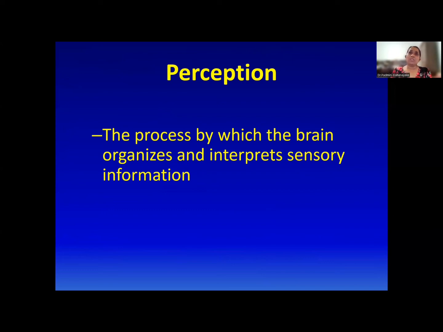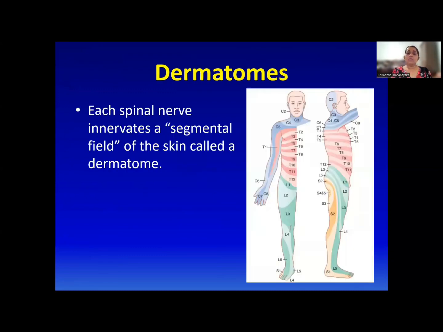Now we'll deal with a few things of these sensory pathways. If somebody asks what is perception, a few terms which are commonly used in your textbooks. Perception means the process by which the brain organizes and interprets the sensory information. So perception is very important. Not only ascending and detecting all the modalities of sensation, perception is very, very important. Okay. And then what are dermatomes? This is also a different topic, but very related to the sensory pathways, because each spinal nerve innervates a segmental field of the skin. That is called a dermatome. So when you are talking about the ascending pathways, you have to have an idea about the dermatomes as well.